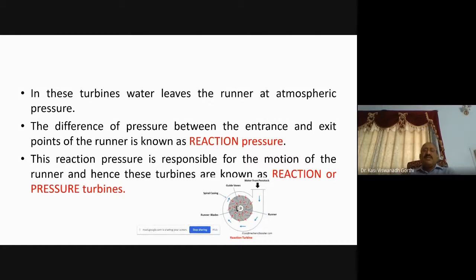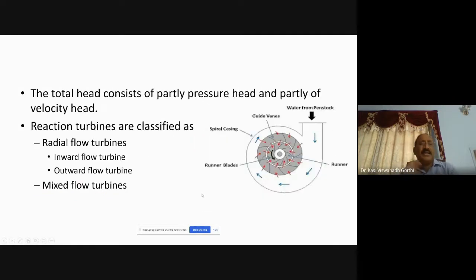However, in the case of reaction turbines, when the water is entering under pressure, flowing over the vanes of the turbine runner, conversion of energy takes place. At the exit of the runner, if it is open to atmosphere, the pressure at the exit of the runner will be atmospheric pressure. The total head consists of partly pressure and partly velocity head. So you have both pressure head as well as kinetic energy.